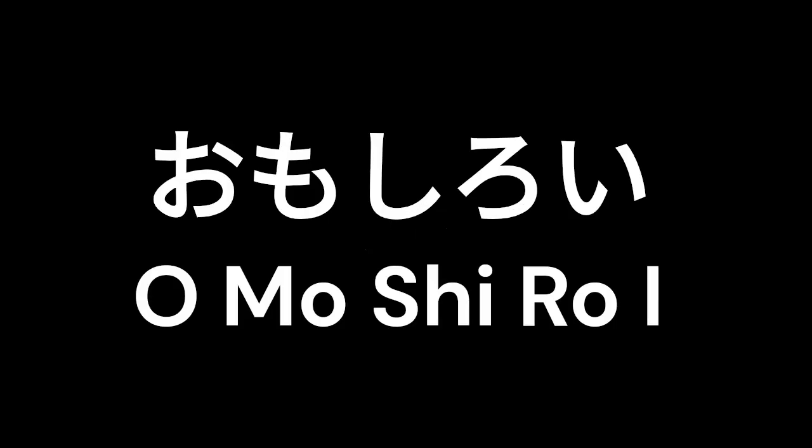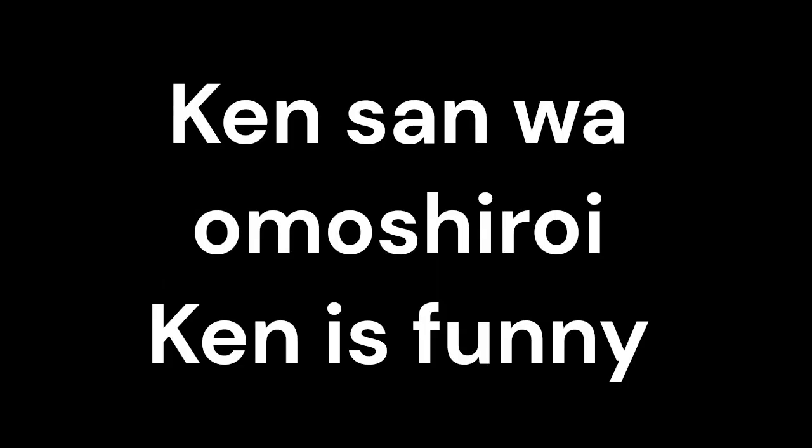to go over a few different words and kind of sort of how to use them in a sentence. First off, we have omoshiroi, which means funny. And then it would be like kin-san wa omoshiroi. Kin is funny.